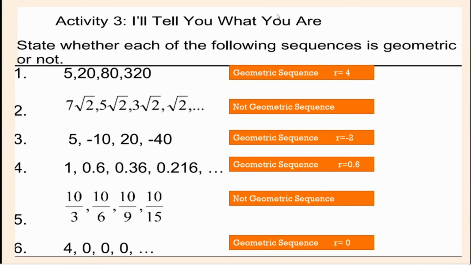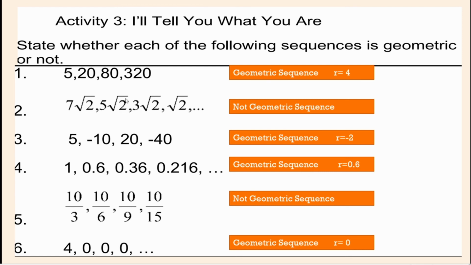Let's have activity 3. "I tell you what you are." State whether each of the following sequences is geometric or not. So we have 5, 20, 80, 320. If we get the ratio of 20 divided by 5, that is 4. 80 divided by 20 is 4 as well. Therefore, we have our common ratio, that is 4. And we can say that this sequence is a geometric sequence.